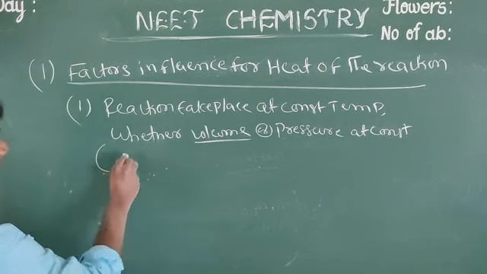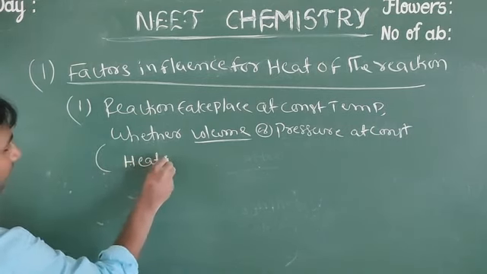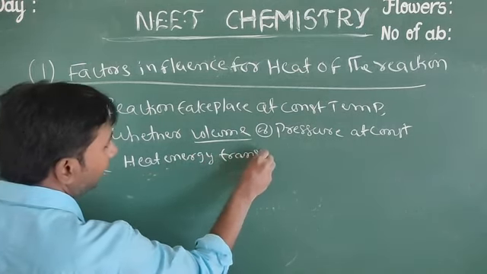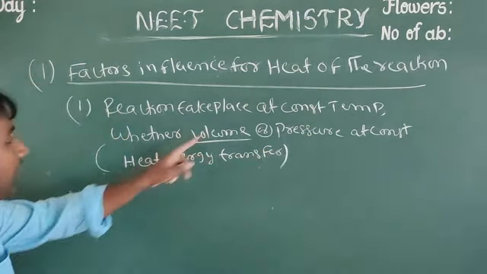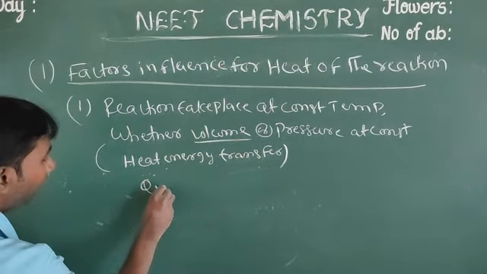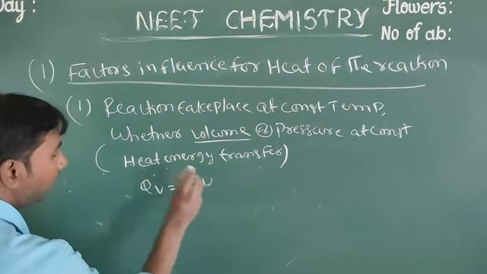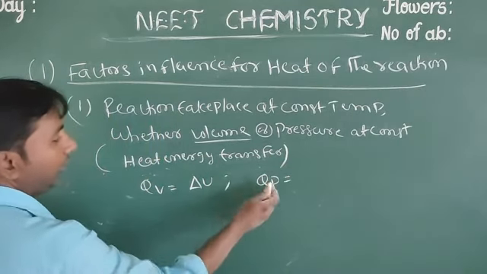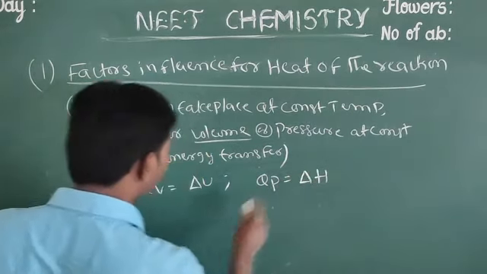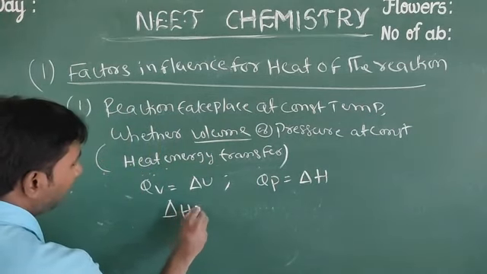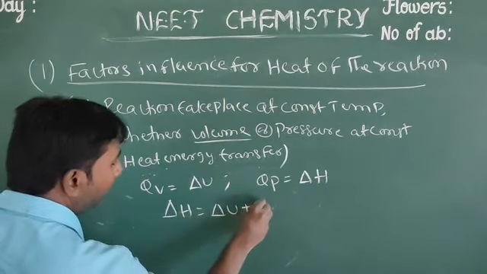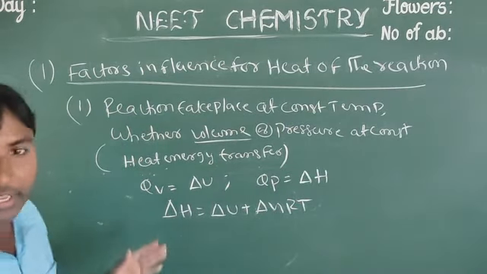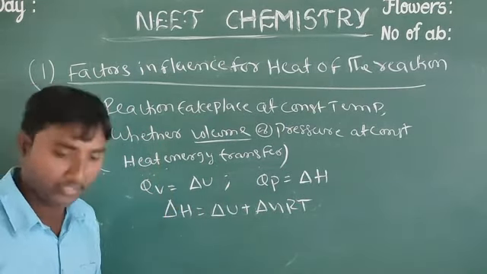So your heat energy transferred at constant volume means del U. Heat energy transferred at constant pressure means del H. That's why del H equals del U plus del n RT. Okay, so reactions are carried out like that.